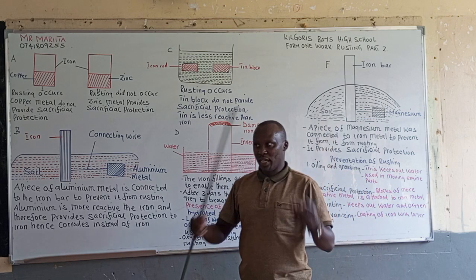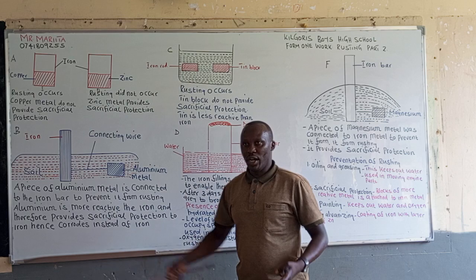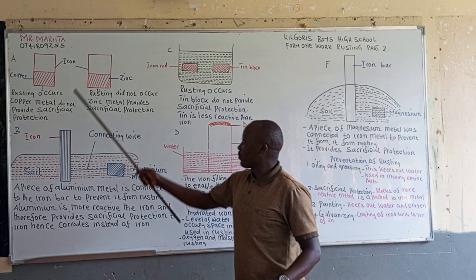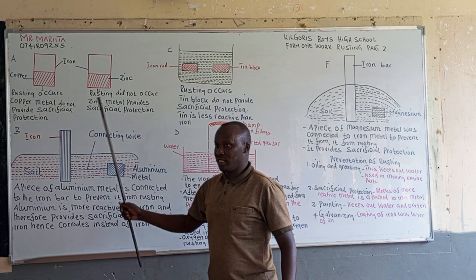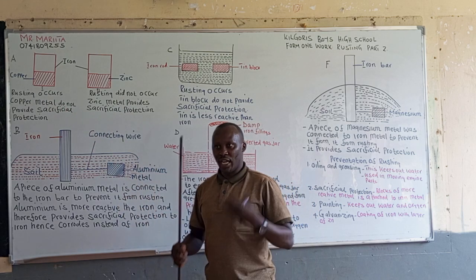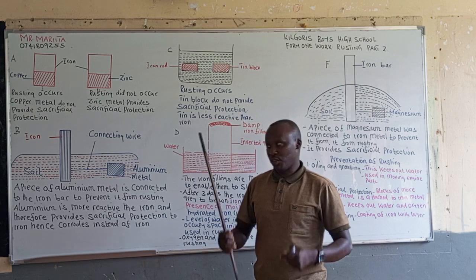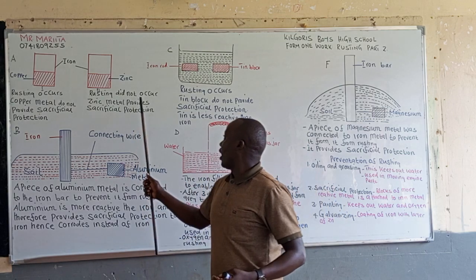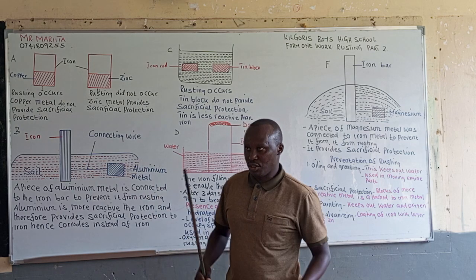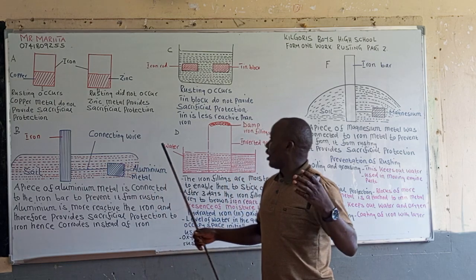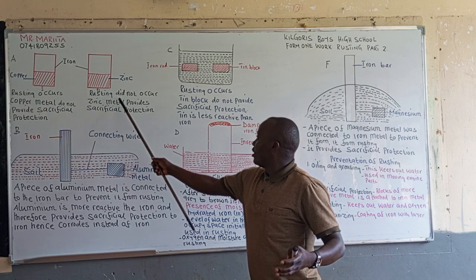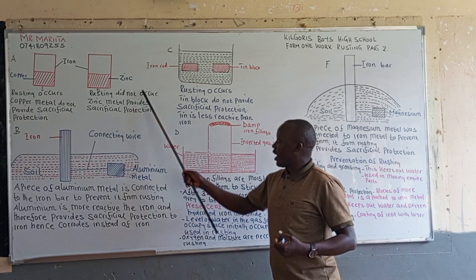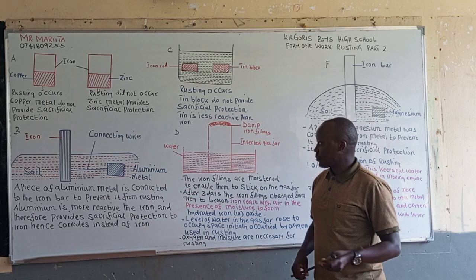So maybe we will be asked to state the observation after 3 days or 1 week. We just say in 1, rusting occurs because copper metal does not provide sacrificial protection. In 2, rusting did not occur because zinc metal provides the sacrificial protection and therefore prevents the iron metal from rusting.